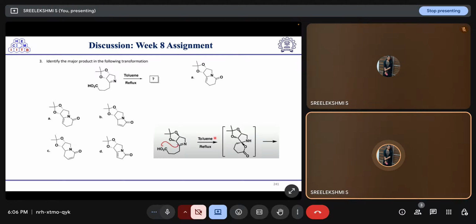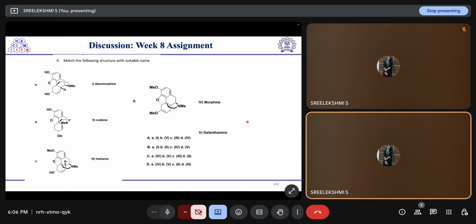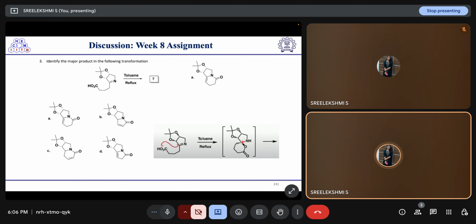So here the correct answer is option A. And what is happening under toluene reflux condition? The oxygen lone pair of this carboxylic acid will attack this imine carbon and form this intermediate. Then further it will rearrange. That is, this bond will be breaking and this group will attack over this nitrogen to form this compound. So the correct answer is option A.